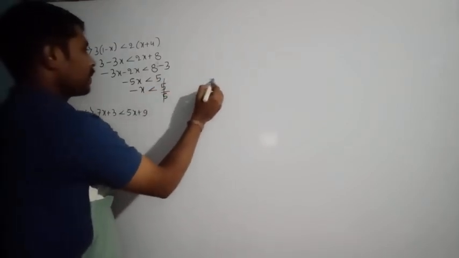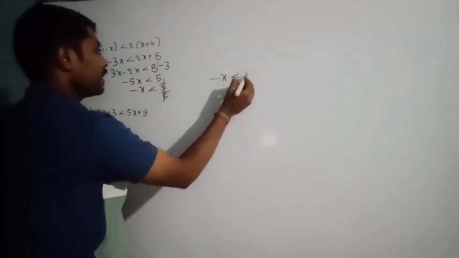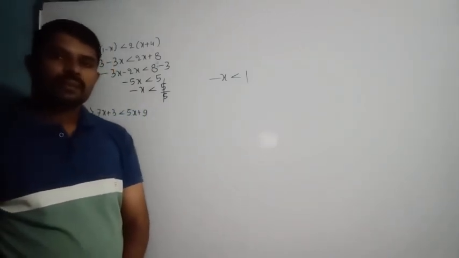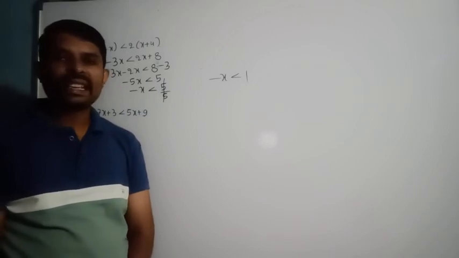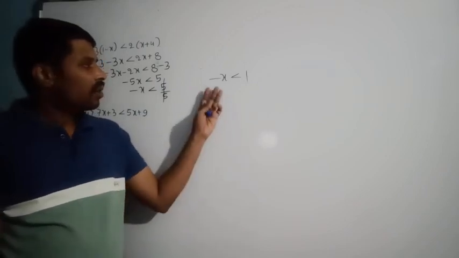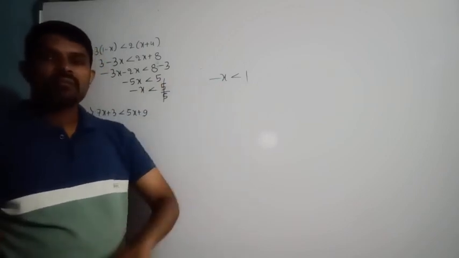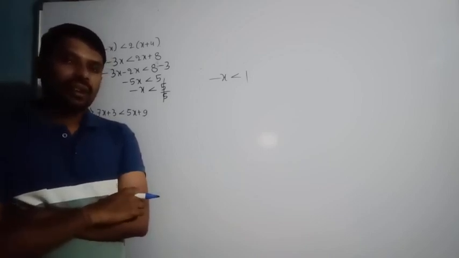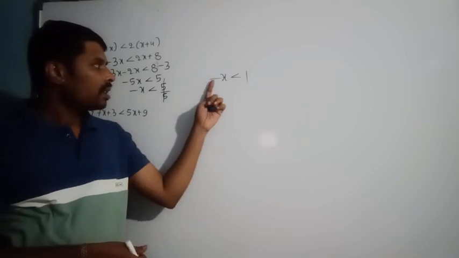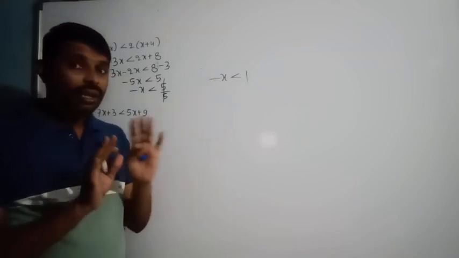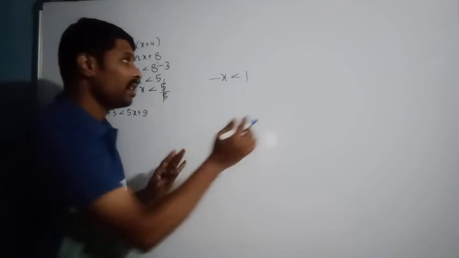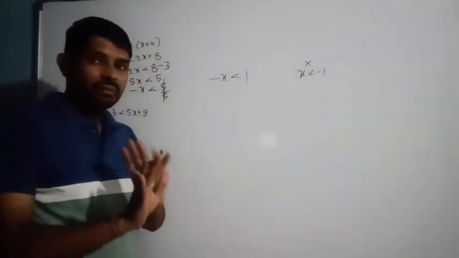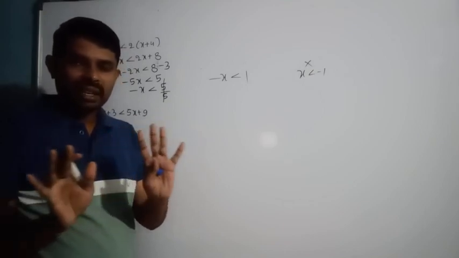5 cancels, minus x is less than 1. The problem is I want positive x. I got negative x. क्या करने का? Now to make it plus, see, mistake don't do. x is less than minus 1? No, it is not like that in inequality.